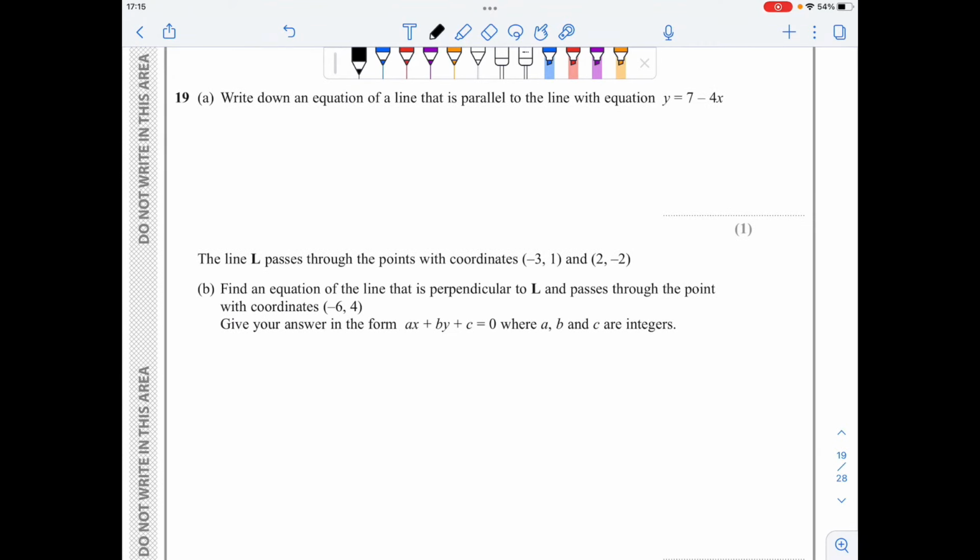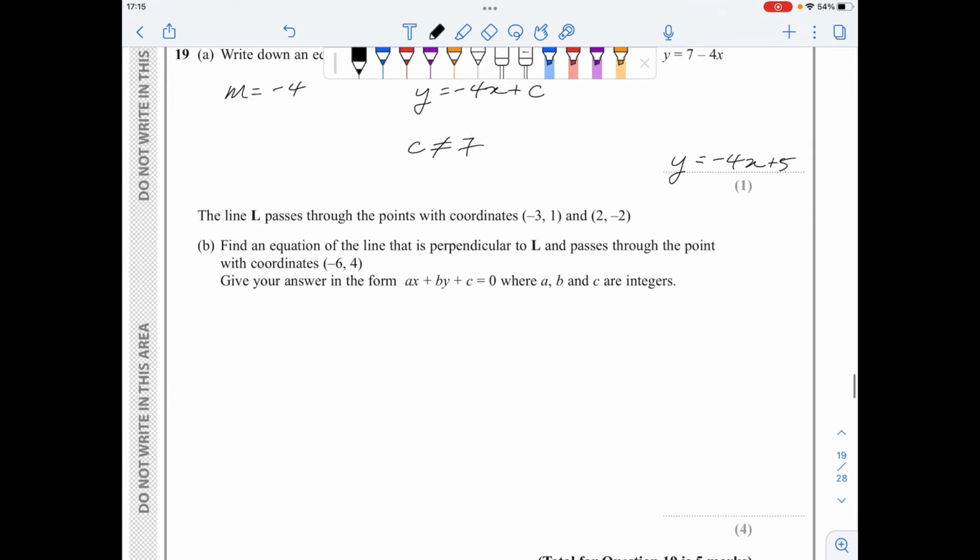Part A of question 19, this line has a gradient of -4. So any line parallel to this one has equation y equals -4x plus c, where c is any number except 7. So for example, I could get y equals -4x plus 5.